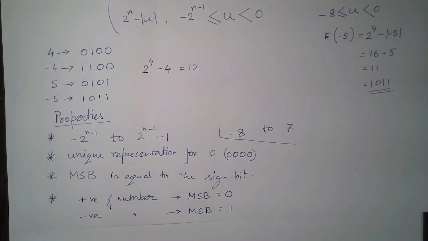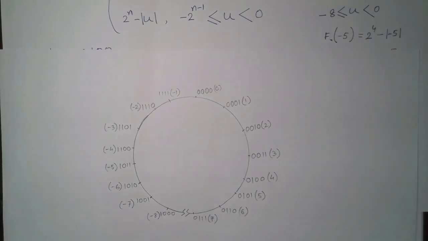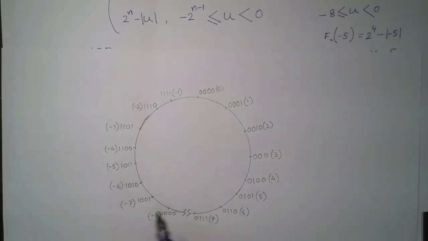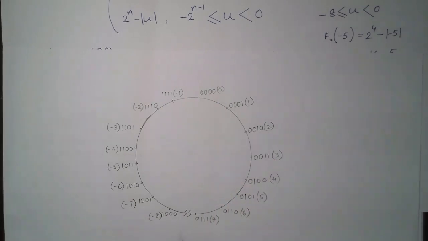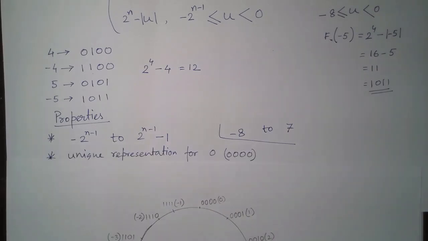So these are the properties. Remember what we started with. We said there should be one-to-one mapping, there should be unique representation, there should not be any ambiguity in the numbers, and we should be able to clearly identify a positive number and a negative number. This sign bit will help us in doing that. Of course, we have not looked into the arithmetic part of it, but we will look into that as well.